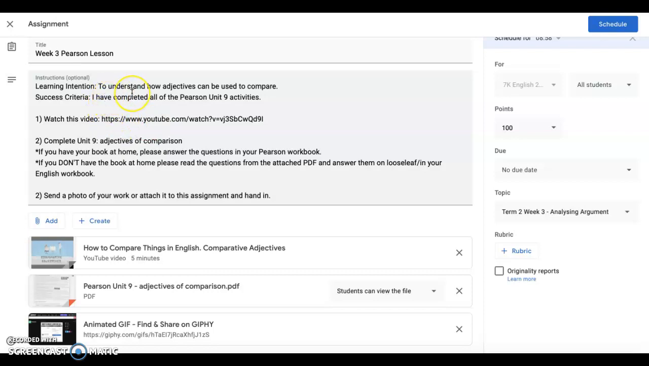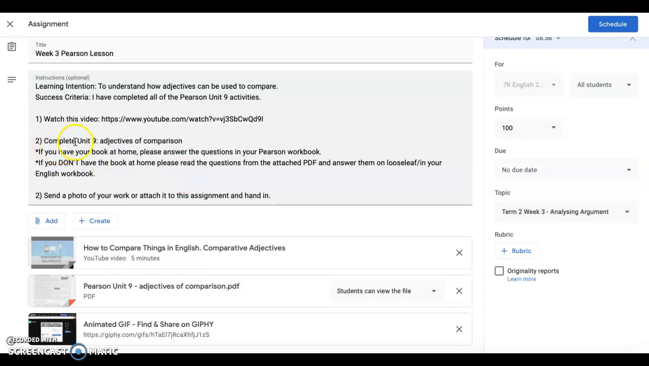Our learning intention is to understand how adjectives can be used to compare, and our success criteria will be that we've completed all of the Pearson Unit 9 activities. So the first thing you've got to do is watch the video. The video is down here. It's how to compare things in English, so it's comparative adjectives.